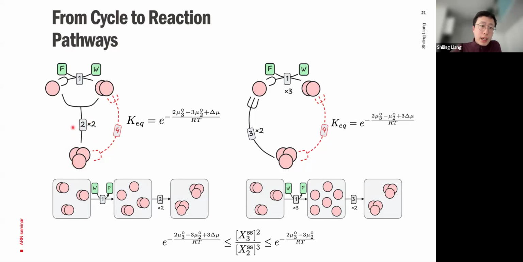And along the pathway in the hypergraph, we can still define the equilibrium constant according to a local detailed balance condition. And what we find is that the stationary state ratio of the system, for example here the stationary state ratio of the trimer to the dimer, will be bounded by the minimal and maximal equilibrium constant over all the hyper pathways in the chemical reaction system.